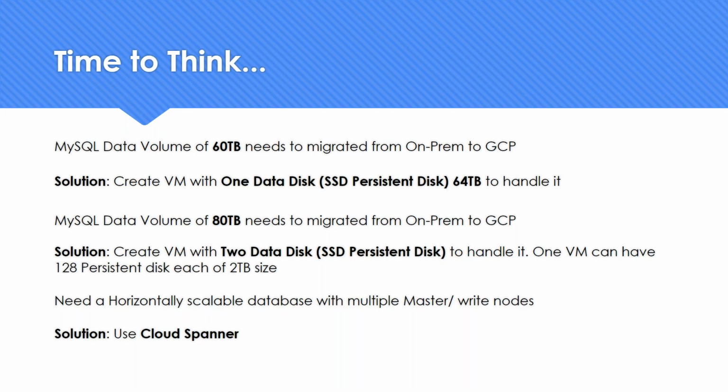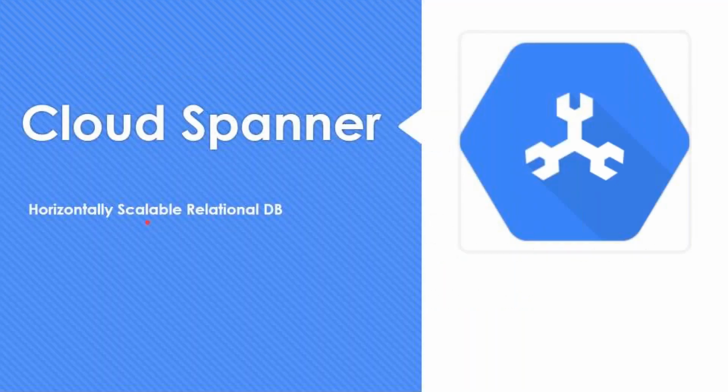So let's look into what Spanner is. In very simple terms, it's a horizontally scalable relational database. Most of the time when you see a relational database, it is vertically scalable. You have everything in one single powerful machine, and you do every write operation on that machine. But Spanner is a relational database which is horizontally scalable, meaning you add more nodes.